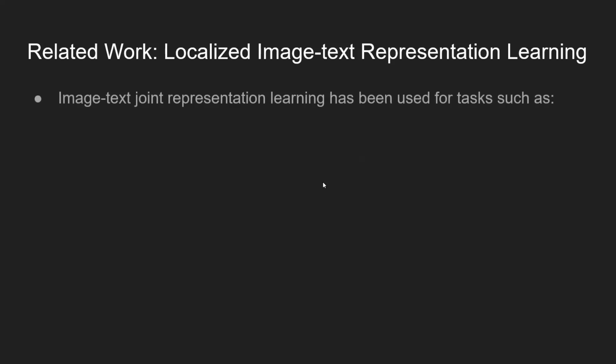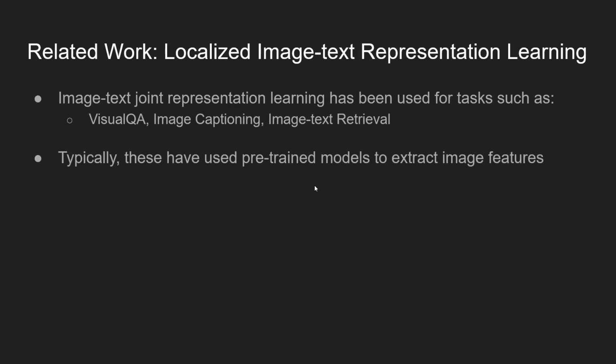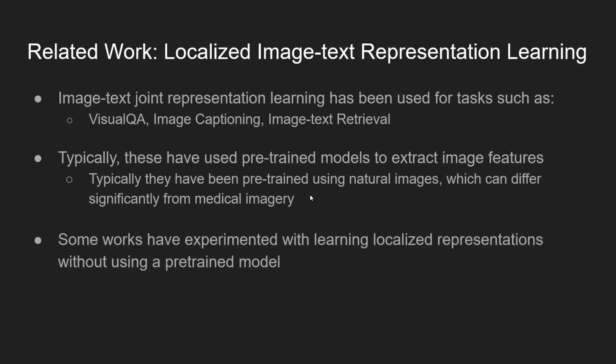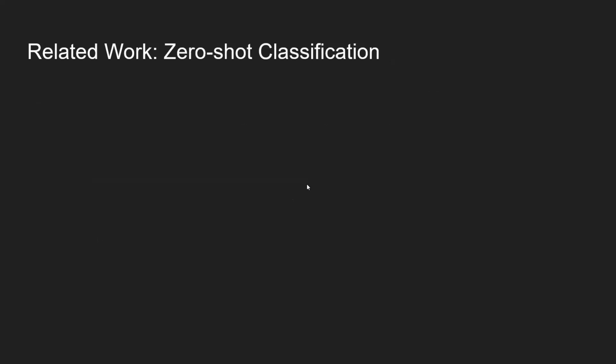Further related work in localized image text representation learning. Image text joint representation learning has already been used for tasks such as visual Q&A, image captioning, and image text retrieval. Typically, these have used pre-trained models to extract image features. Typically, they have been pre-trained using natural images, which differ quite a lot from medical imagery. Some works have experimented with learning localized representations without using a pre-trained model, but again, these have only been done on natural imagery.